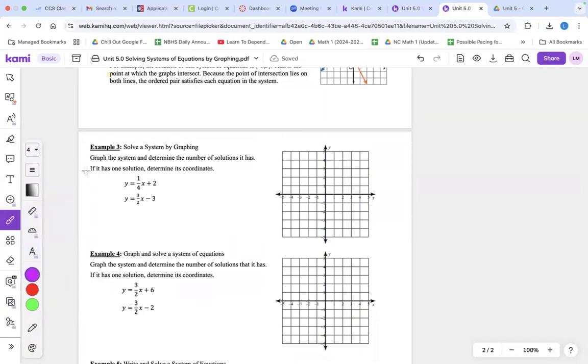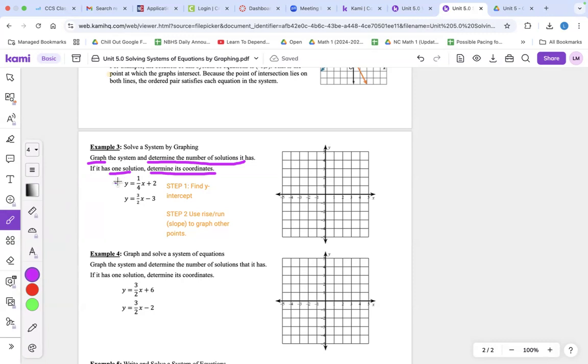All right, so here it says, graph the system and determine the number of solutions. Come on, let's underline. Graph, determine number of solutions. If one, determine coordinates. All right, remember how to graph it. Step number 1. Remember, our step number 1 was to do what? Exactly. Step 1 is to find the y-intercept. Step 1, find the y-intercept. So let's go ahead and find y-intercept for this one is 2.